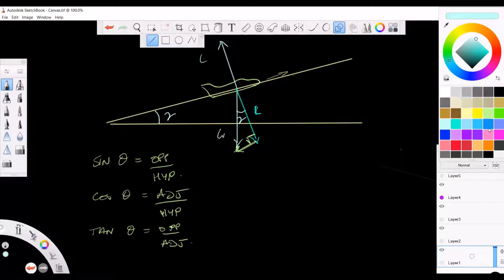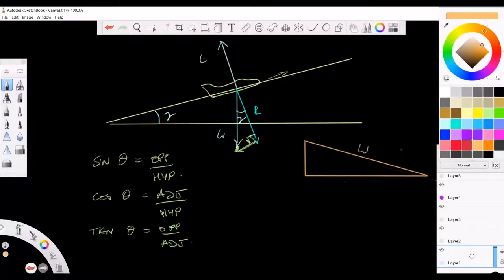Let's do it in a completely different color. So I can show this as a triangle with weight on this side, lift on this side, and gamma here. Well, we can see that it being a right angle triangle is subject to trigonometry. This is the adjacent, and I know the hypotenuse. This is how we work out which trigonometric function is going to be relevant. Look what we know: we know the hypotenuse and the adjacent. Well, the hypotenuse and the adjacent come into the cosine formula.